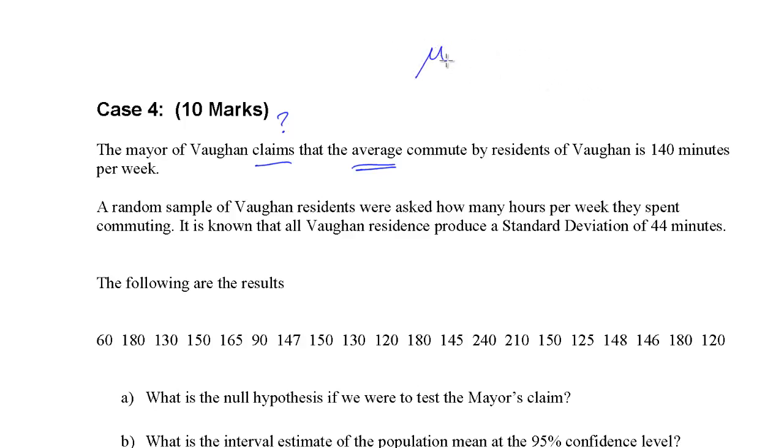I'm doing population average here because the mayor is not making a claim about a sample, he's just making a claim about the residents of Vaughan. So that is all residents of Vaughan, which means it's the population of residents of Vaughan that he's making a claim about. And he claims that the average equals 140 minutes.